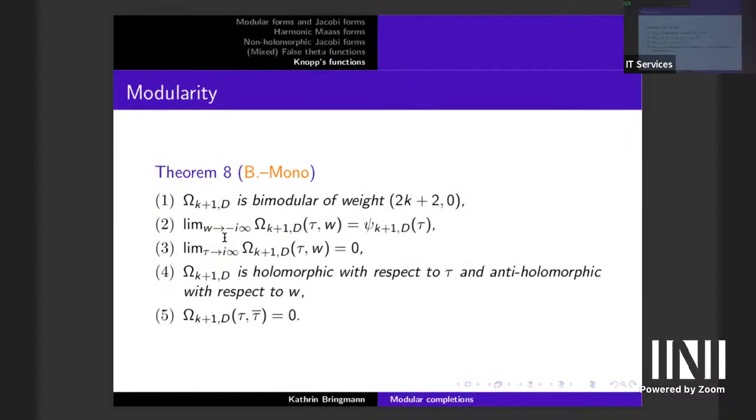And if I plug in what would be the most natural thing to do, w equals tau bar, then I get 0. So that actually shows that the function has to be more complicated. So you can't just do this very simple plugging in.